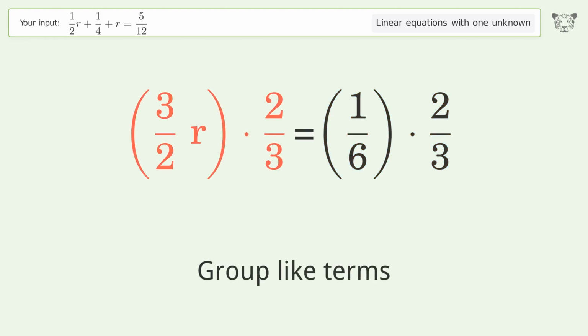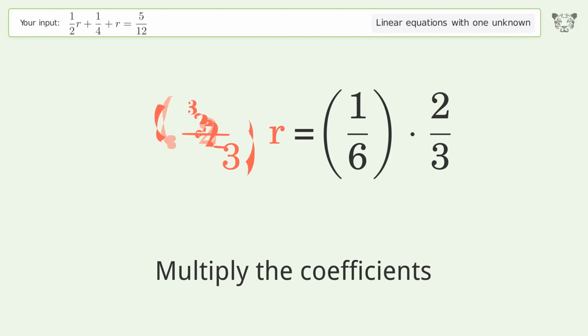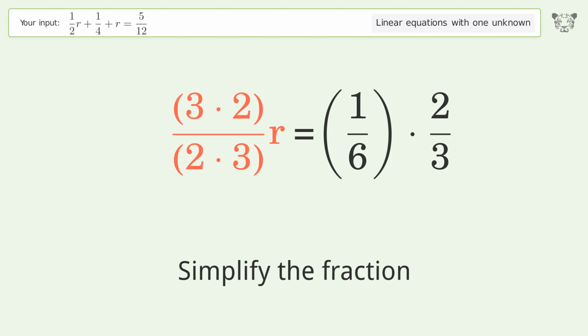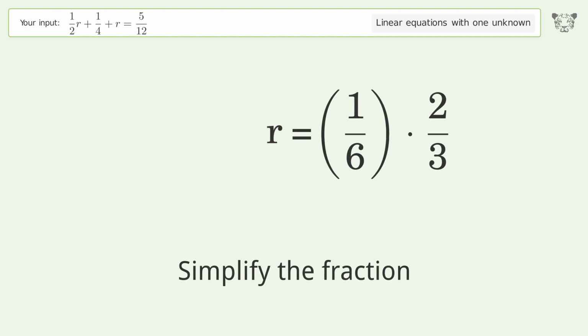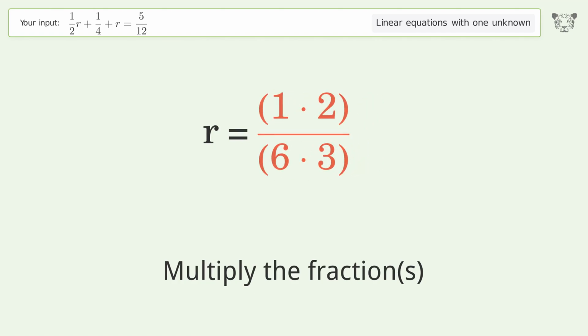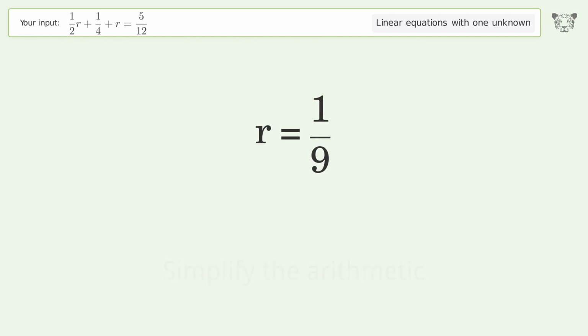Group like terms. Multiply the coefficients. Simplify the fraction. Multiply the fractions. Simplify the arithmetic. And so the final result is r equals 1/9.